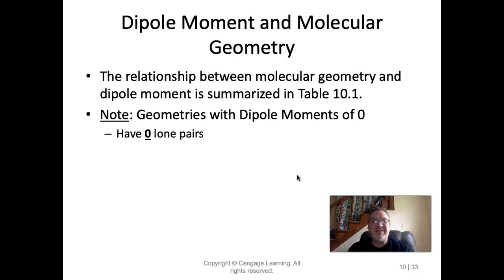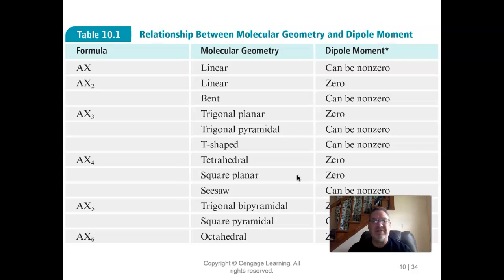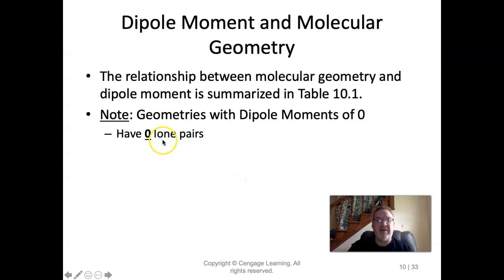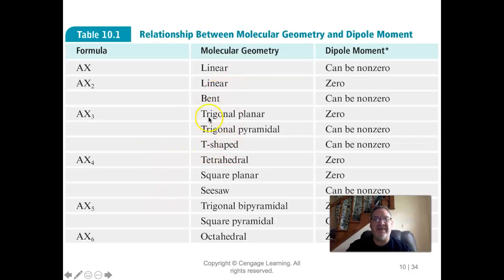Dipole moment and molecular geometry are related. They are tied in together. And you see that in table 10.1. But I like this statement here. The geometries that have dipole moments of 0, they all have 0 lone pairs. Go back to table 10.4 and table 10.8. Look in those columns for the ones that had the 0 lone pairs. And if you look at this table, each one of these that have the 0 dipole moment, each one of these geometries has 0 lone pairs.